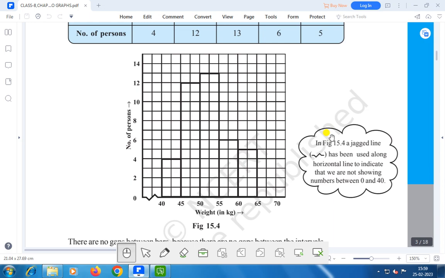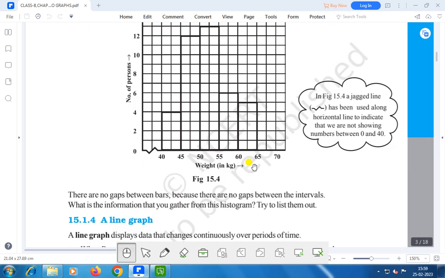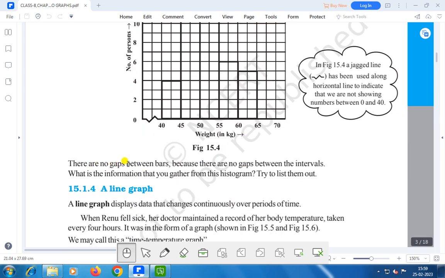You see, this is figure 15.4. A jagged line has been used along the horizontal line to indicate that we are not showing the numbers between 0 and 40. After that we have 40 to 45, 45 to 50, 50 to 55, 55 to 60, 60 to 65, 65 to 70. And here the number of persons is 2, 4, 6, 8, 10, 12 and 14. There are no gaps between the bars because there are no gaps between the intervals. What is the information that we gather from this histogram? Try to list them out.